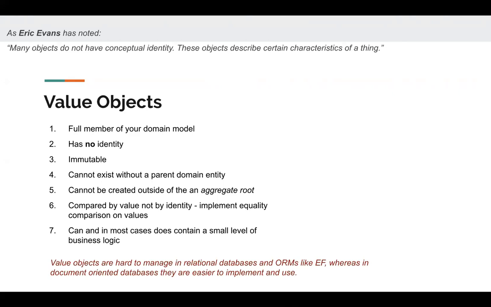So, okay, let me just go through what they are. It's a full member of the domain model. It has no identity, so you're not going to see any ID property on it. It's immutable, meaning if you want to change it, you've got to create a new one, okay? Immutable. Cannot exist without a parent domain entity. So you cannot reference it, you cannot create it, you cannot update it, or should I say create a new one when I say update, without it being done through a domain entity. It cannot be done on its own.